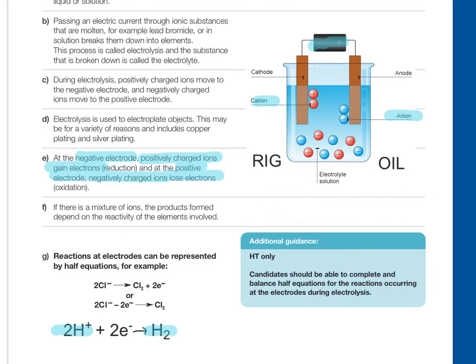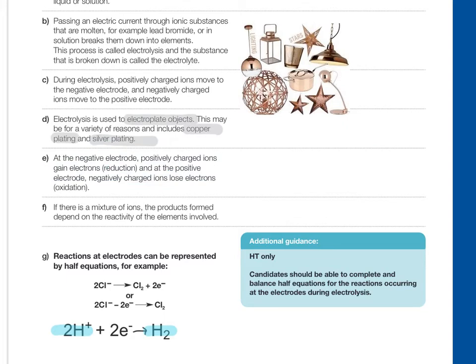Specification point D starts to mention some of the specific processes you need to know that are examples of electrolysis. Here it mentions electroplating objects, things like copper plating and silver plating. A lot of items used in interior decorating are now copper plated.